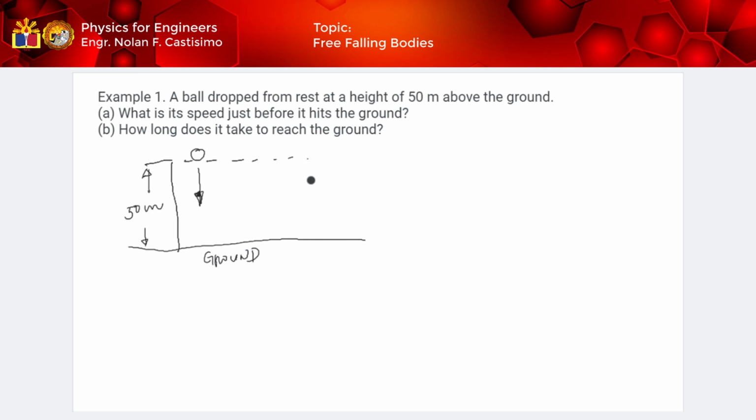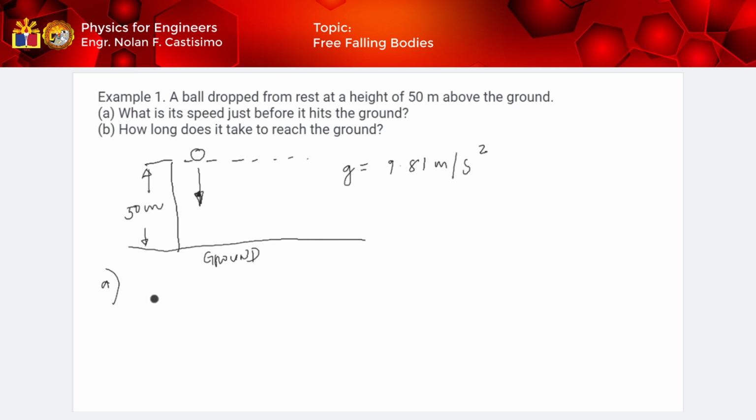meron tayong given value na yung constant natin, gravitational acceleration. We have 9.81 meters per second square. And this will be positive since our motion is downward, di ba? So, letter A, what is its speed just before it hits the ground? So, anong formula ang gagamitin natin?